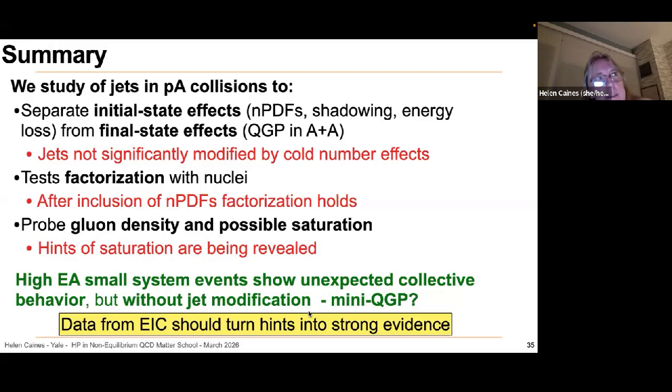But we also see, and that's where there's still a lot of interest, there's lots of data there for you all to be looking at, that when you look at the high event activity in small systems, we do see unexpected collective behavior, but without jet modification. The understanding is that this is evidence of a mini QGP being created, but we're still not firmly sure about that. So there's lots more still to be done. And with that, I say thank you and ask for questions.